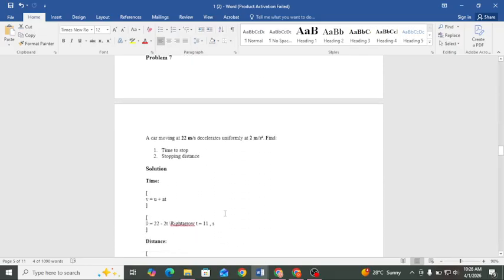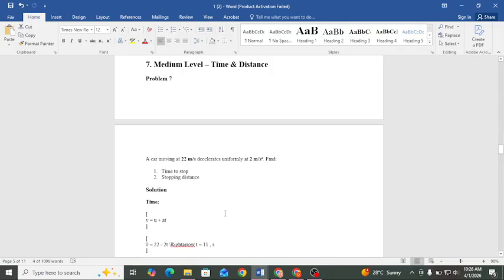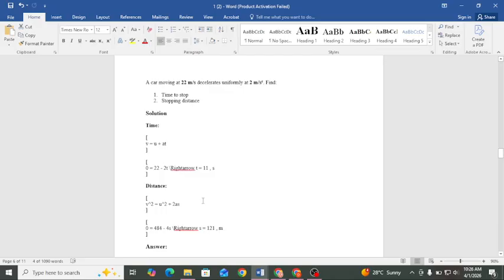Then the time and distance problem: a car is moving at 22 meter per second. The deceleration is uniformly 2 meter per second square. To find the stopping distance, we use v is equal to u plus at. So we calculate the time with the help of the velocity acceleration equation: 0 is equal to 22 minus 2t. From this 2t, we calculate the time, which is equal to 11 seconds.